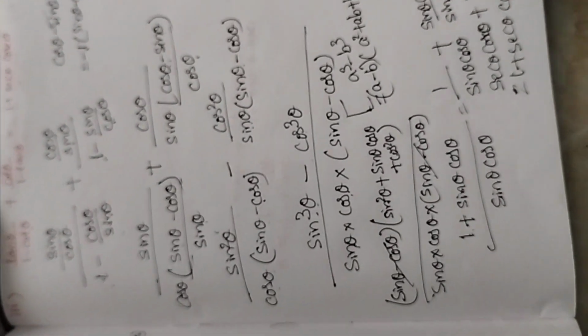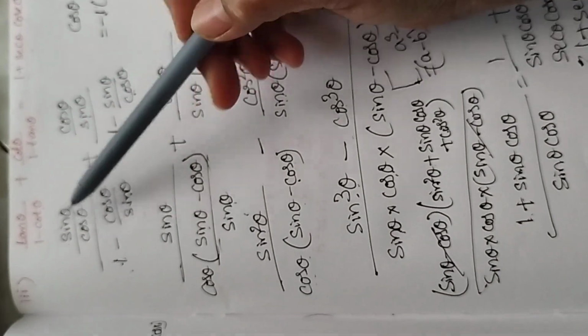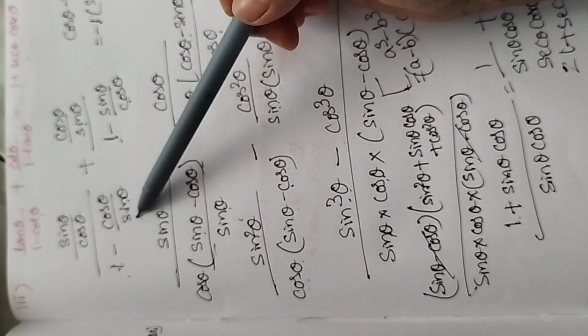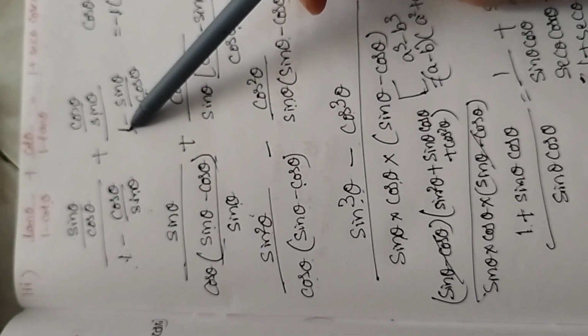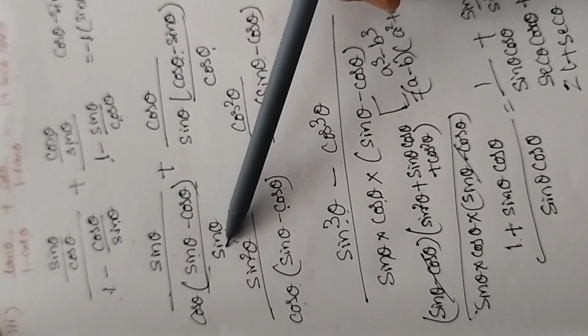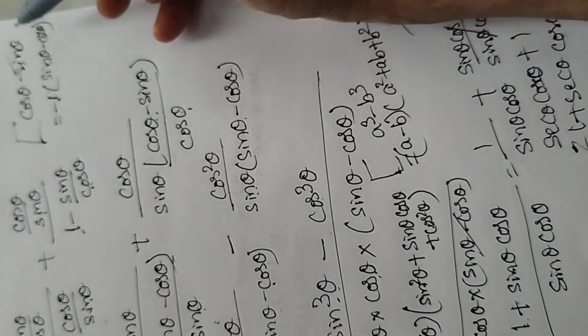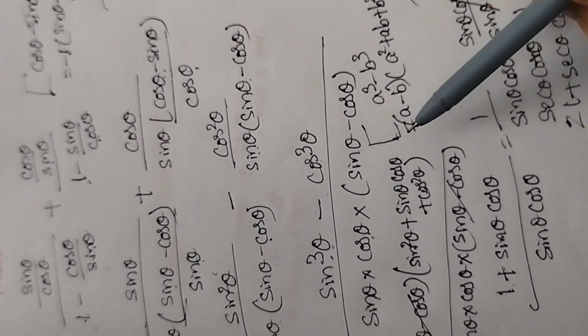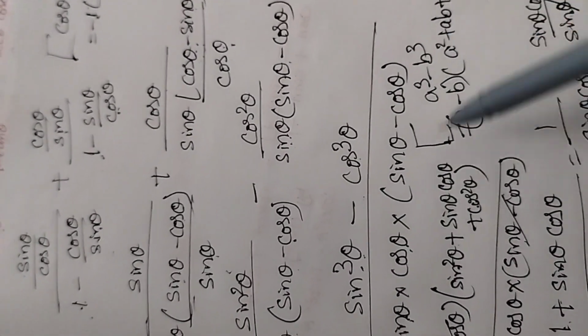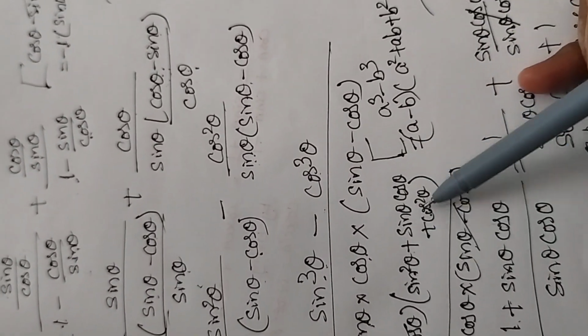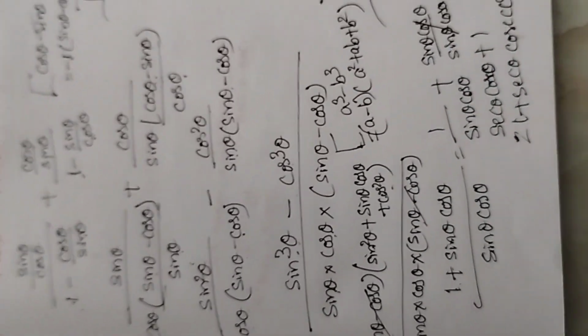Okay, so important sum: just convert the given terms into sin and cos, take the denominator LCM, and here I took minus 1 common. Okay, and then apply a cube minus b cube formula here by identity.